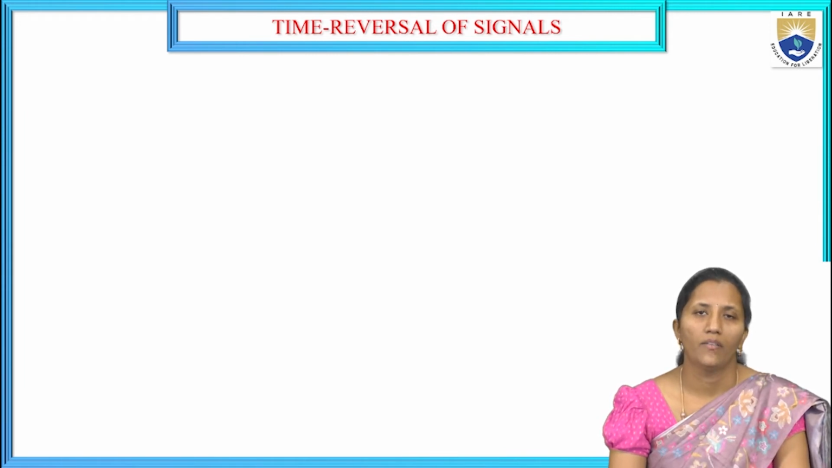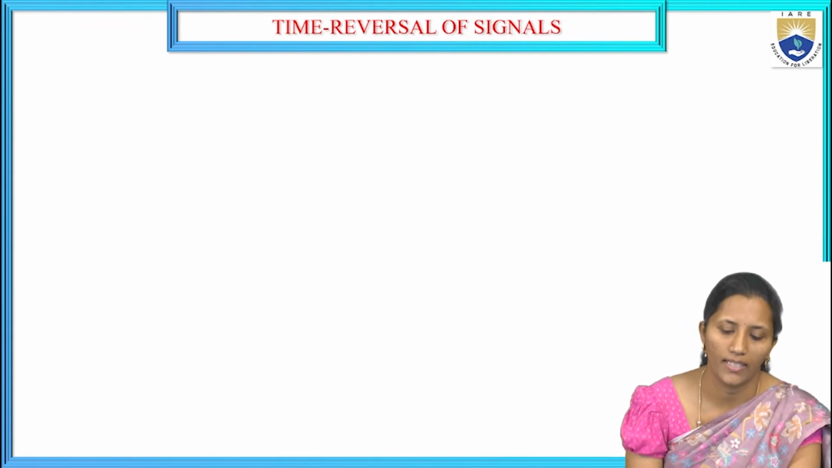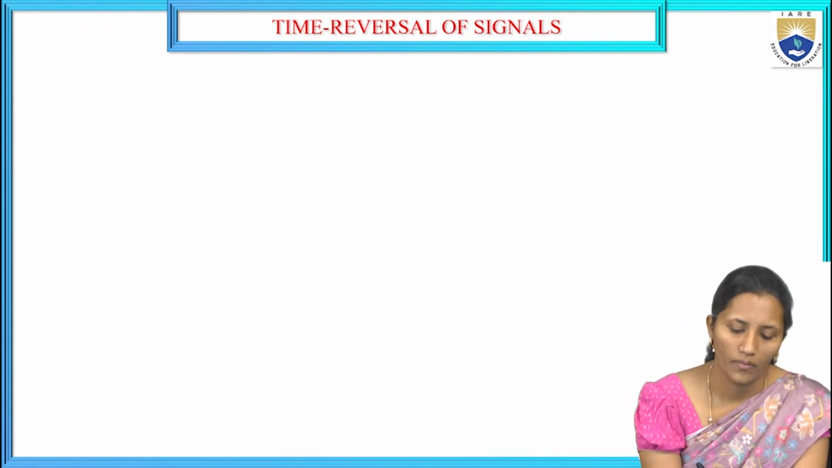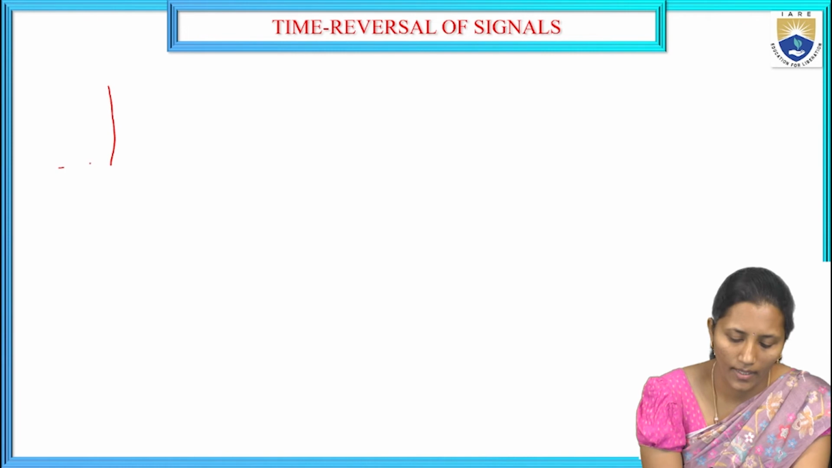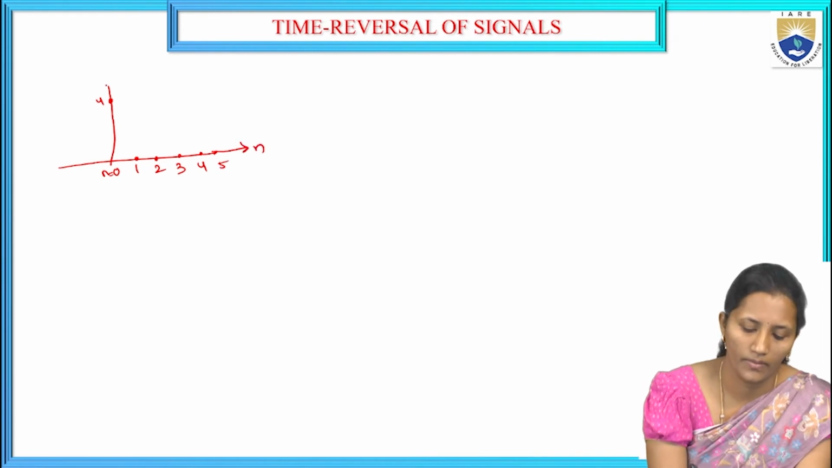Here we discussed amplitude scaling, addition, multiplication, subtraction for the dependent variable, and for the independent variable we discussed time shifting, time scaling, time reversal. Now we will take one example and discuss what operations we have. Suppose I am taking x of n here, for n equal to 0, 1, 2, 3, 4, 5.